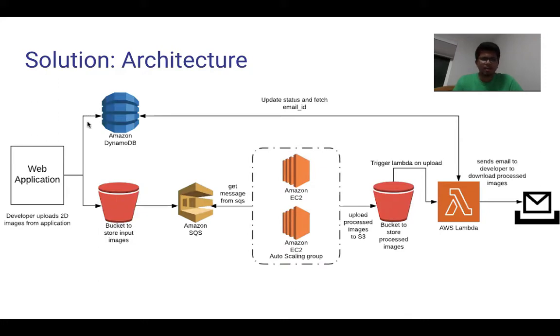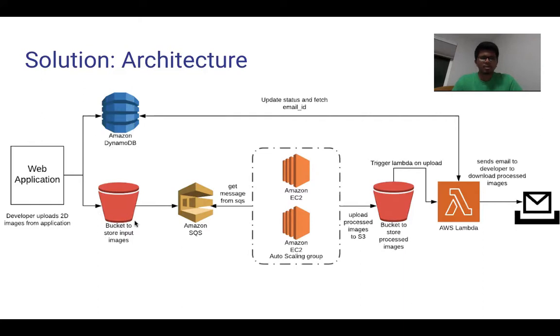At the same time, a message is sent to DynamoDB, which is the status keeper of all the messages. So here is where we'll know what happened with each of the processing of the images. If it failed, we can always go back and retry the images. That's why we need a status keeper.